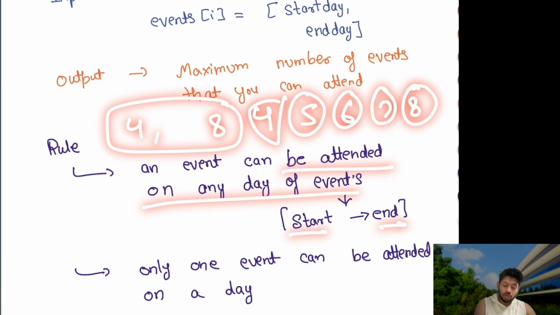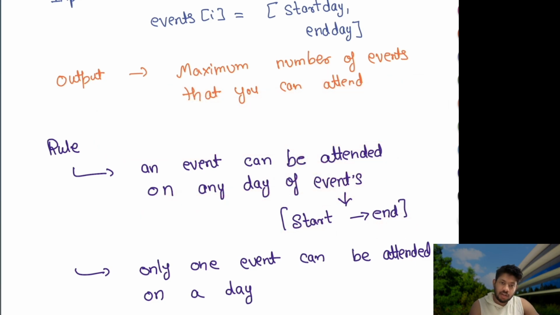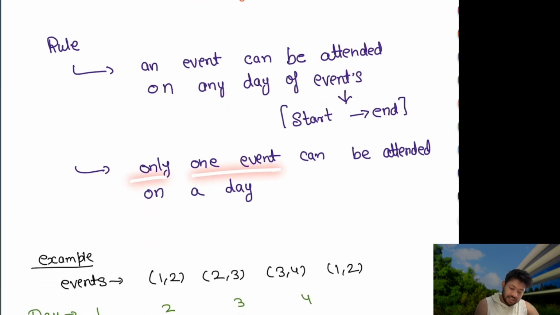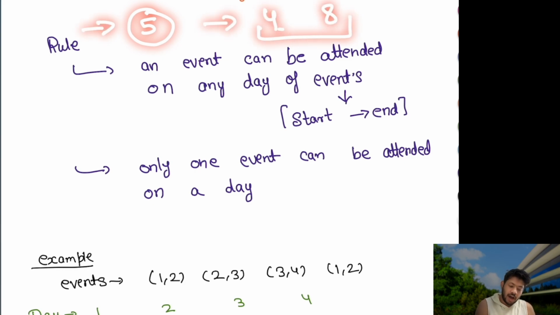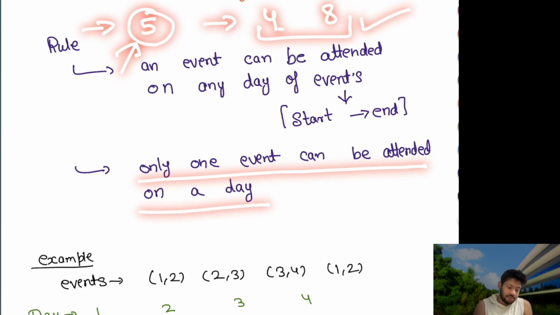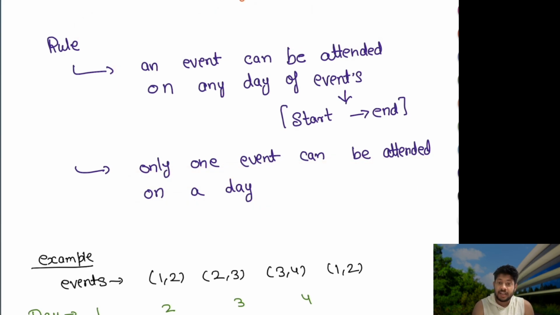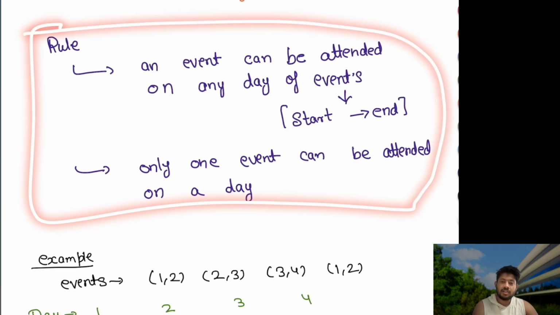That is, I may choose to attend this particular event on day 5, and I can say that I have attended this event. But there is one more condition: you can attend only one event on a particular day. So if I am attending an event on day number 5, maybe that event is happening from day 4 to day 8, I can say I have attended this event, but on day 5, I cannot attend any other event. Only one event can be attended on a day. So if I am attending a particular event on day number 2, it means that I cannot attend any other event on day 2. Okay. So that's the basic rule we need to remember while solving this problem.